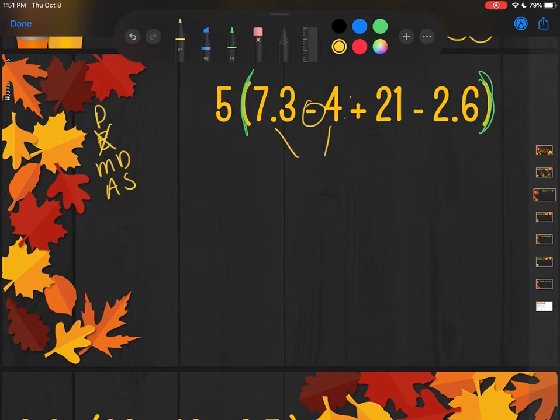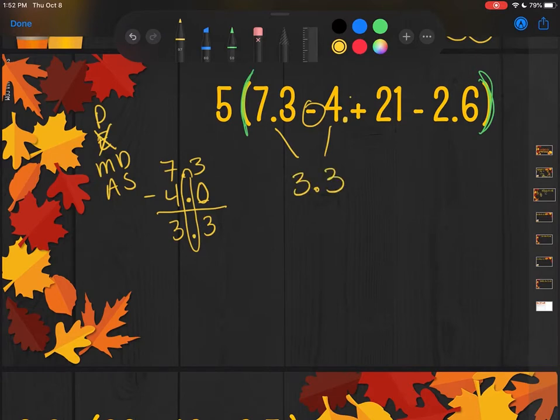So remember, when decimals are out of sight, they go to the right. So my decimal for 4 would go to the right of my 4. So I'm going to do 7.3 minus 4 and then I've got that blank space, so that would be 0, 4.0. And I subtract. 3 minus 0 is 3. 7 minus 4 is 3. My decimals are lined up, so my decimal goes here. So 7.3 minus 4 was 3.3. So now I've got 3.3 plus 21 minus 2.6.